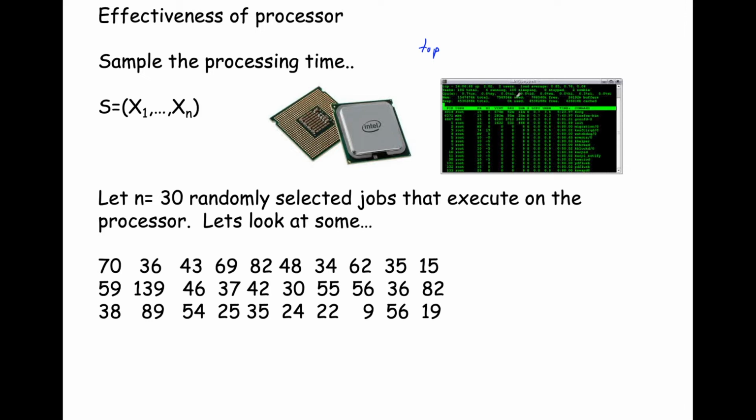CPU time corresponds to the cumulative, total time that a process, a program in execution, has run on the CPU. Let's define S, our sample, as being 30 randomly selected jobs, processes, or programs in execution. Here we have 3 rows of 10, so 10, 20, 30, and these numbers represent the CPU time. It could be in seconds, could be in minutes. It doesn't really matter what the units are. Nonetheless, we have these 30 samples where each one represents the CPU time for a process running on your system.